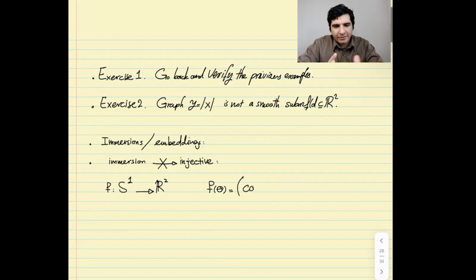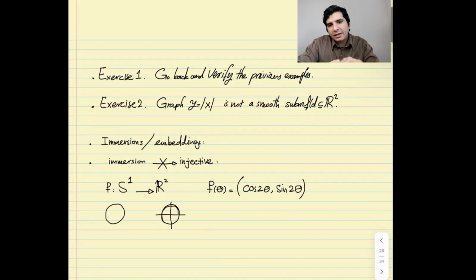The simplest example is the map from S1 to R2. If we define f from S1 to R2, that f of each theta is cosine of 2 theta and sine of 2 theta, this map sends the circle to R2, but it goes around the circle 2 times. So of course, this is not injective, right? It sends 2 points to the same point in the target.